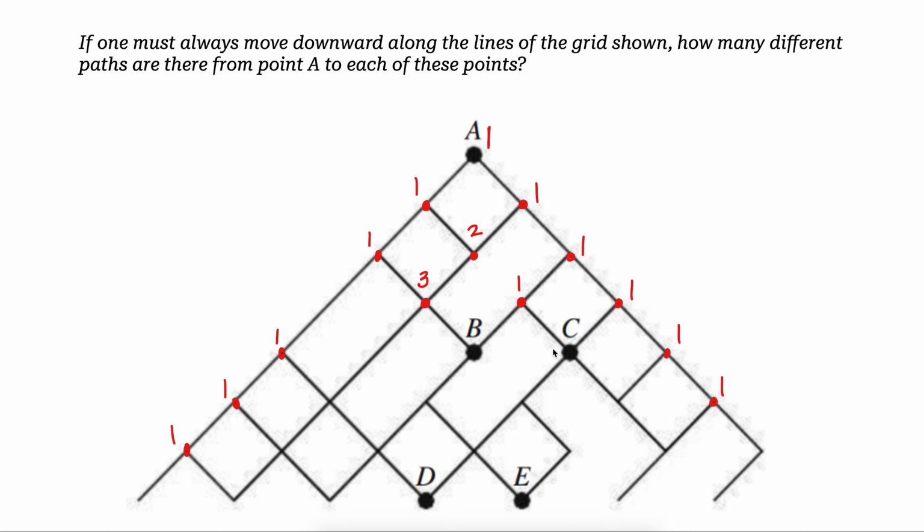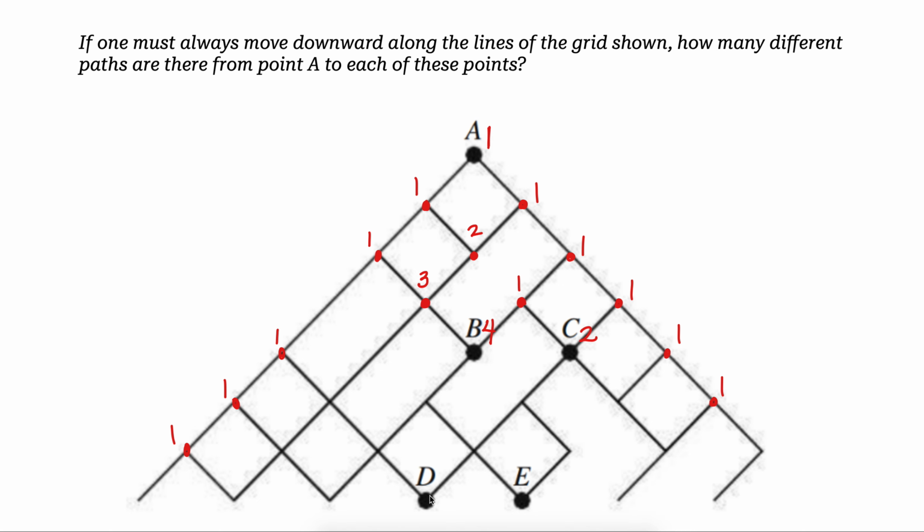Now, B and C. B is 3 plus 1, so B is 4. So there's 4 ways to reach point B. For C, 1 plus 1 is 2.